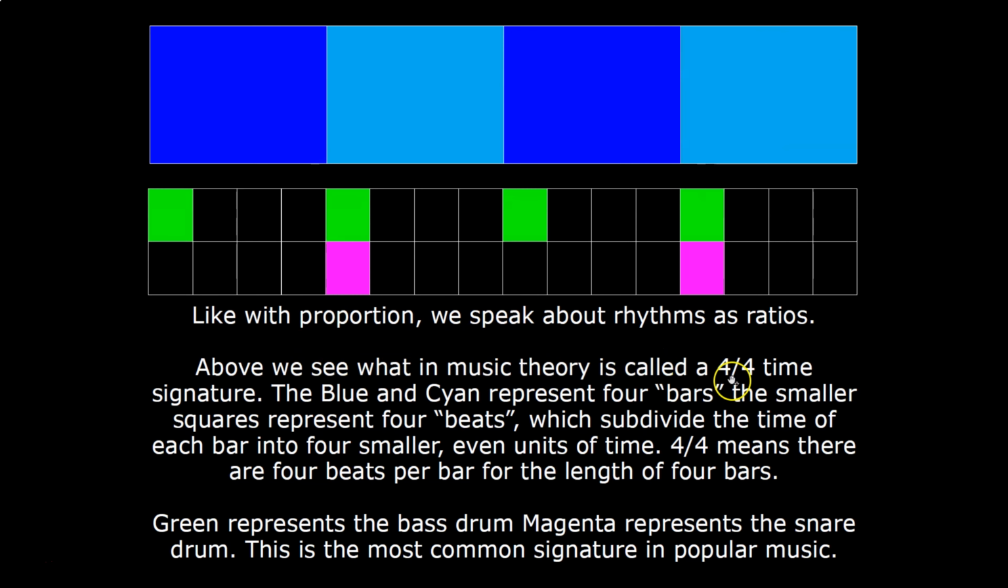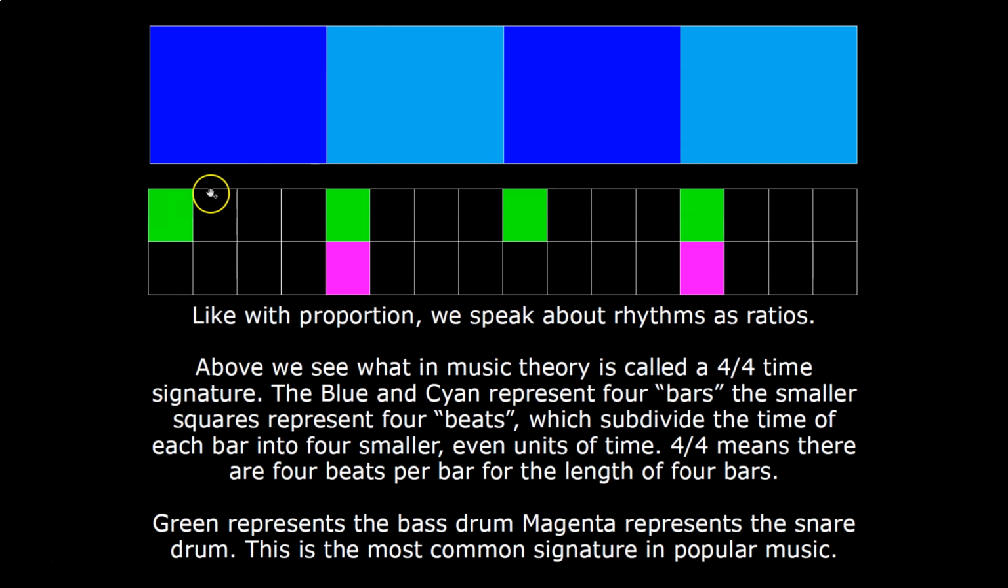Then we would have what looks like a fraction. It's called a time signature in music. A 4/4 would be 4 bars of 4 beats apiece. So we'll take each one of these as a bar and subdivide it into 4 beats. 1, 2, 3, 4, 2, 2, 3, 4, 3, 2, 3, 4, 4, 2, 3, 4. And I'll go ahead and play that in a second.